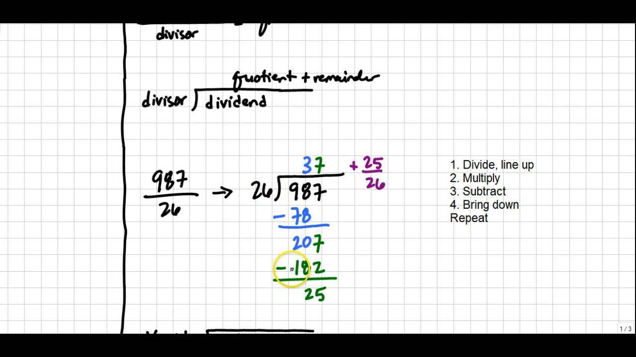7 times 26 is 182, which is as close as I could get to the 207. There was 25 left over. Because what I got left over was smaller than the thing that I'm dividing by, and because there's no other numbers to bring down, I know that I'm finished. Since I didn't get a 0, I know that that 25 is my remainder. So I write the remainder up at the top and I divide by whatever the divisor was. So then my final answer here is 37 plus 25/26. So that's my final number.